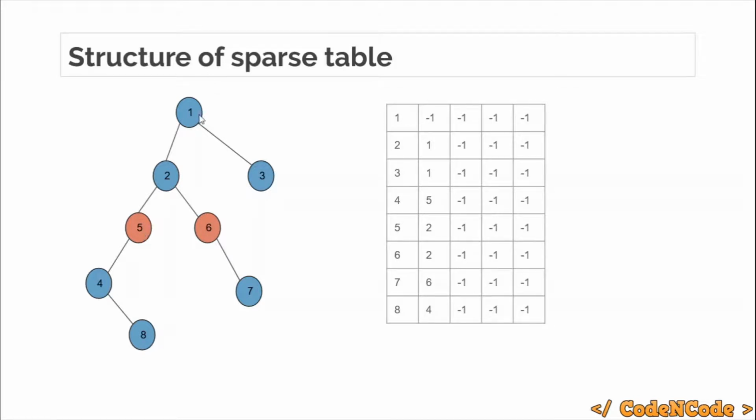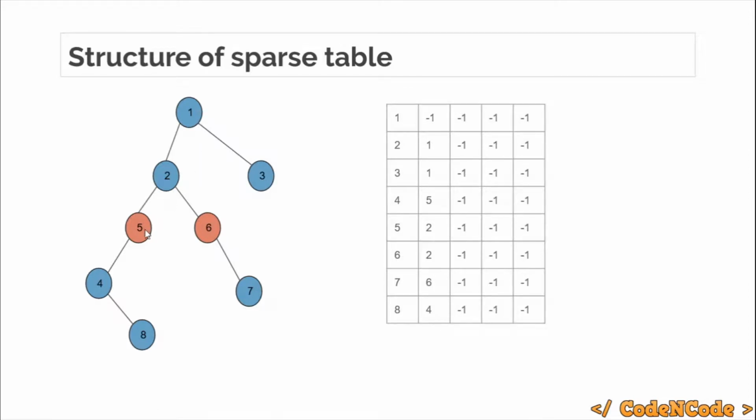So how did we calculate it? For node 5, we first found its 2 raised to power 0th parent, which is the intermediary node for now, and the 2 raised to power 0th parent of this node is 1. So the 2 raised to power 1th parent of 5 is actually 1.